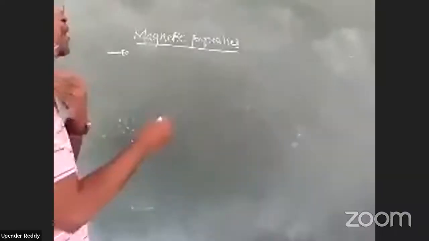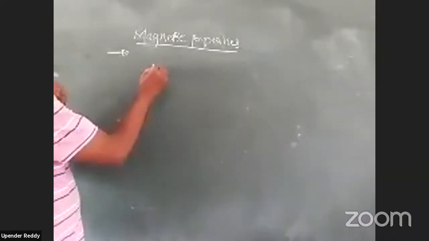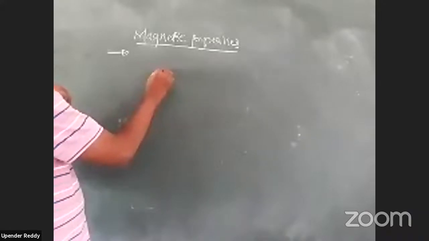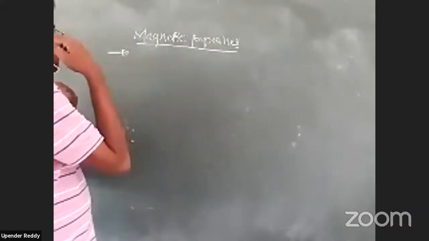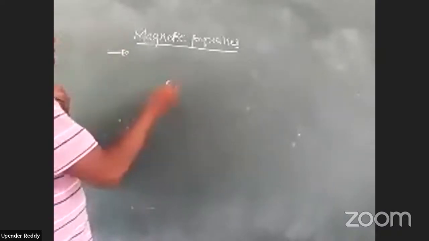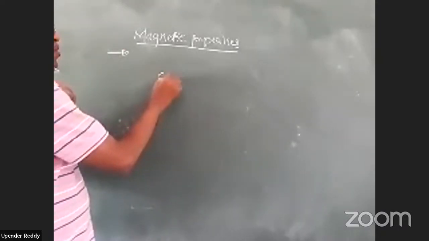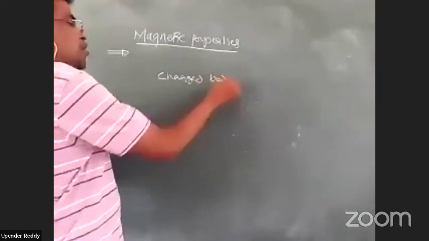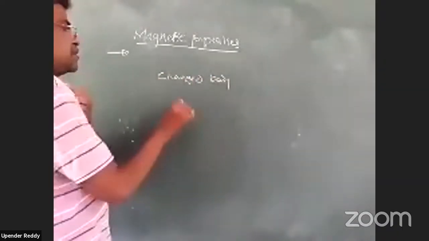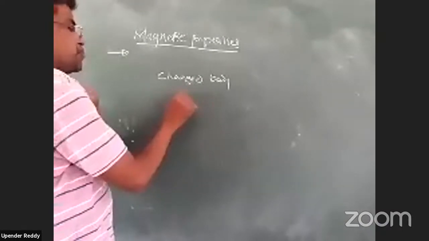So I am going to explain what magnetism is first of all. Any revolving body, any charged body, spinning on its own axis.